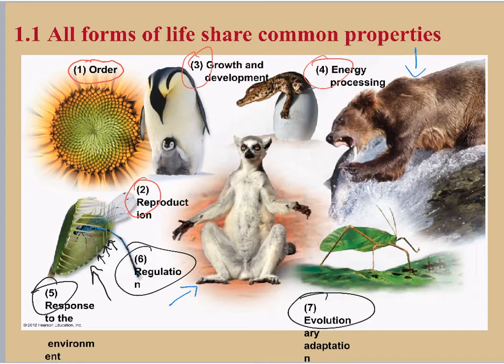And then lastly, number 7, all organisms have the ability to evolve. They all evolve over time, making very, very small changes along the way. Some organisms do it faster than others. Some do it very, very, very slowly. But those are the 7 things that all living organisms must share. And we're going to go over these things.